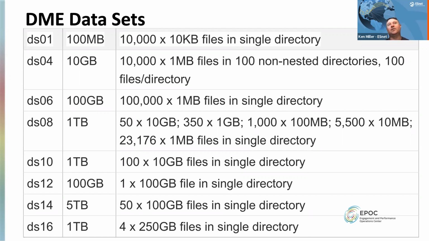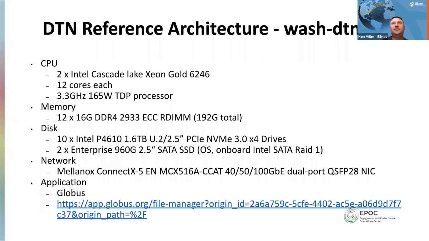So that all together is roughly a terabyte. So we can actually help you test, really depending on the size of your data architecture or the DTNs you have. We have data sets to test across that accordingly. So this is just an example of what ESnet was using for their DTNs last year.